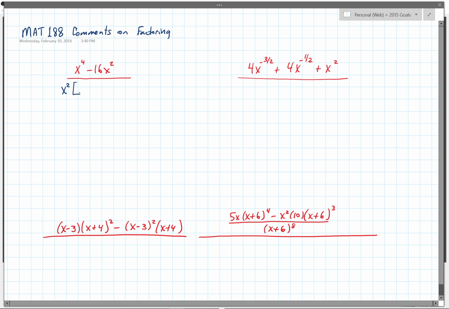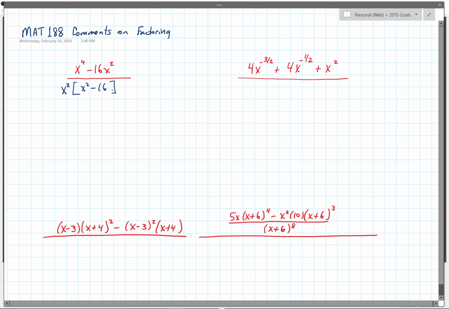Okay, I'm going to open up a bracket. And if you remember, I said there's 2 terms. That means what's left over, I have to have 2 terms here in the bracket. So if I factor out an x squared, think of this as x to the 4th divided by x squared. You're left with x squared. And then minus, in this case, it's very simply 16.